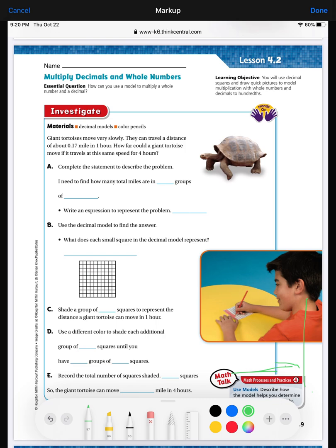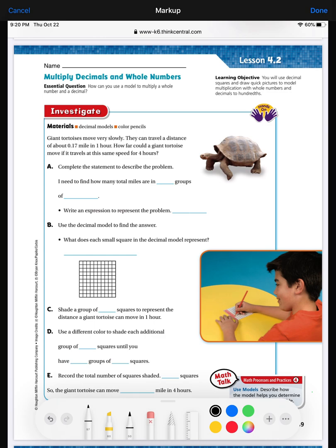All right, so starting on page 239, it says investigate at the top. Okay, here we go. So we are looking at multiplying decimals and whole numbers, okay? So this is a little bit different than what we've been doing. But it's going to be fine. We're going to get through this.